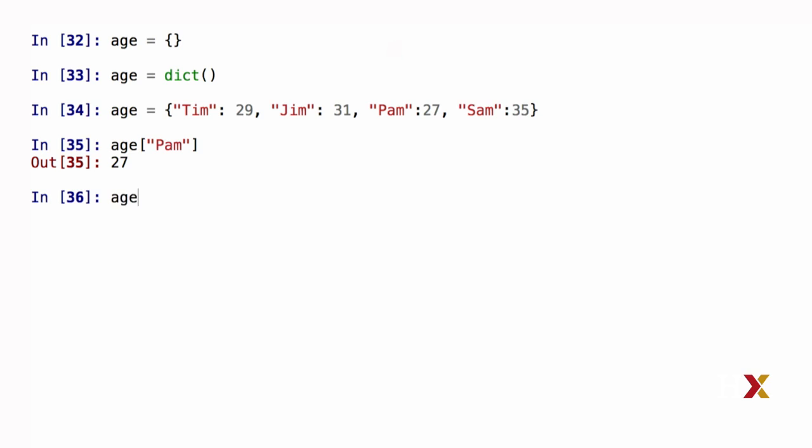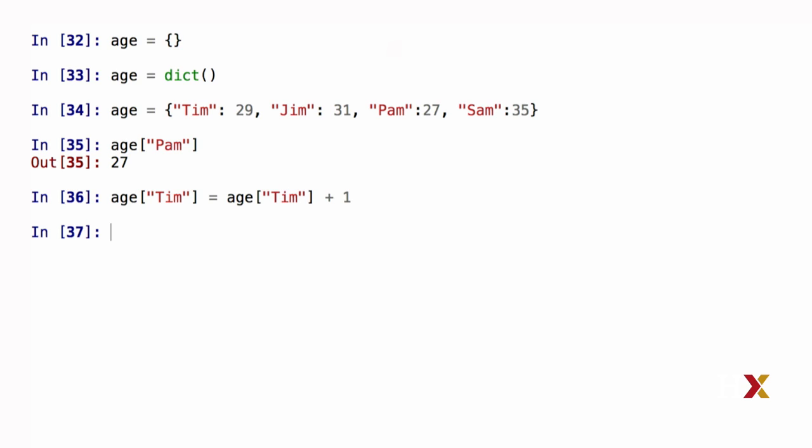Often we'd like to modify the value objects that are associated with specific keys. Let's say we would like to increase the age of Tim by 1 year. Here's how we could do this. We first take our age dictionary. We'd like to modify Tim. And let's say we want to increase his age by 1 year. We could use the following kind of syntax. We could say age of Tim is equal to age of Tim plus 1.